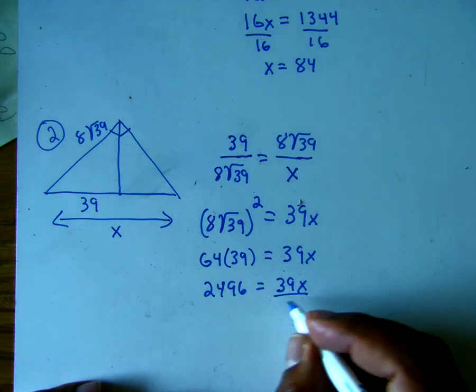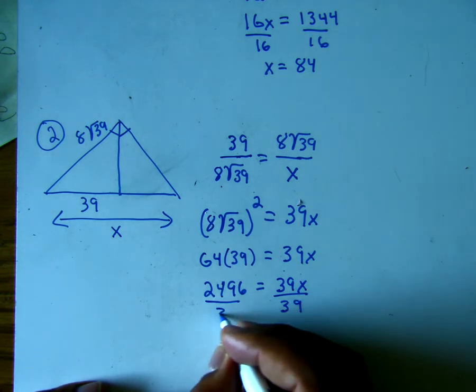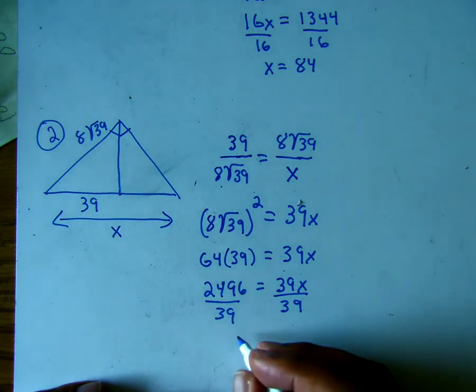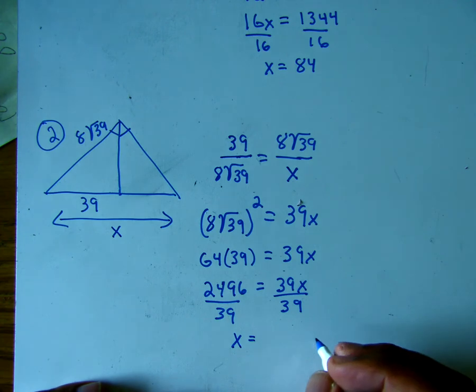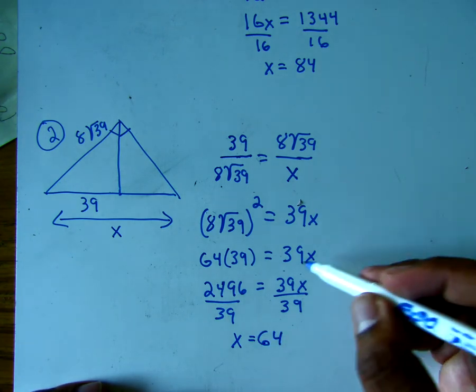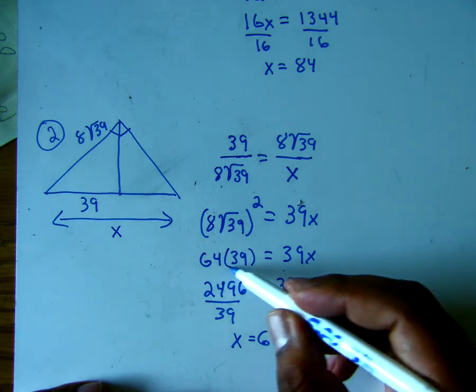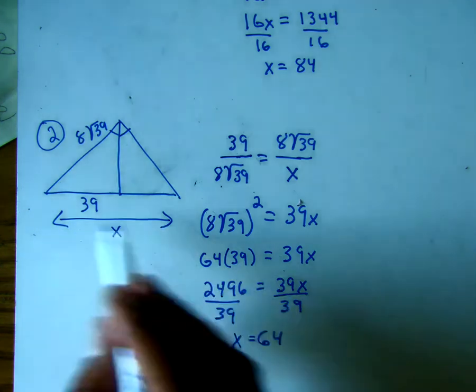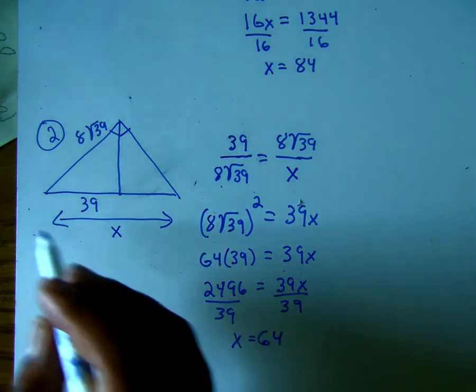Then we're going to divide by 39. And that gets us x is equal to 64. And if you're really paying attention, you can see that 39 is about to cancel itself out, leaving you with 64 anyway. So the answer to the hypotenuse, this length here, is 64.